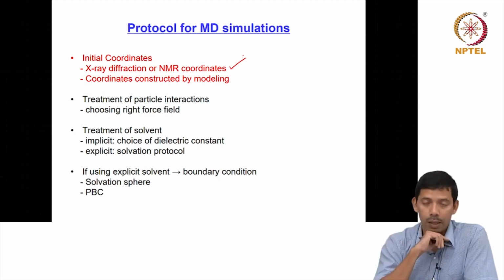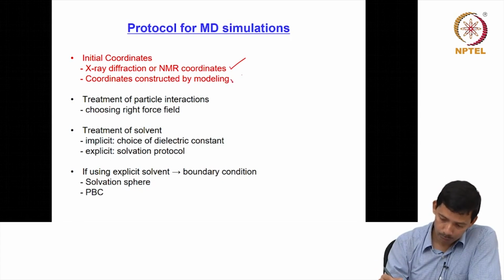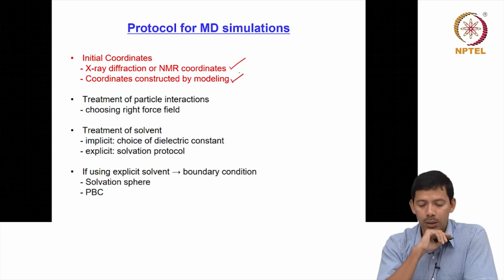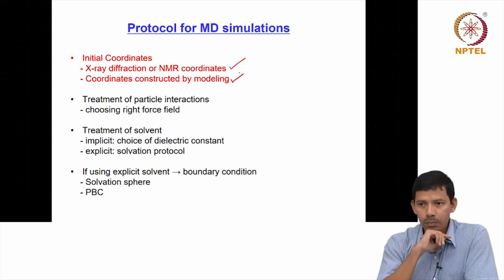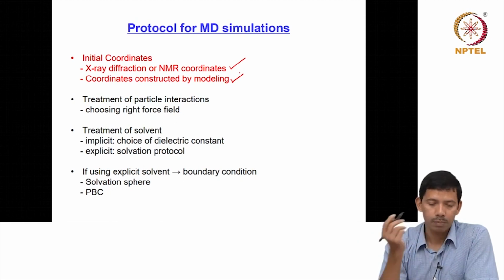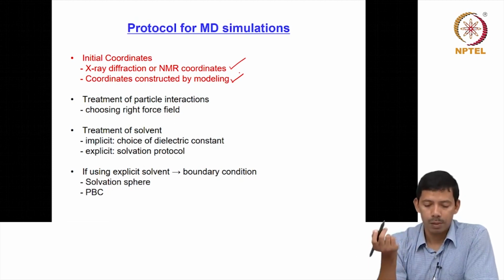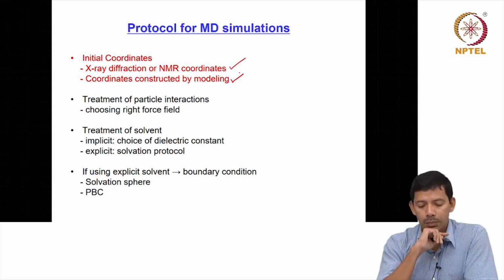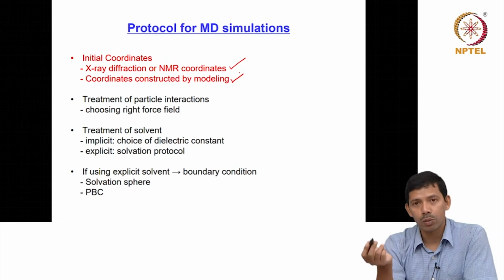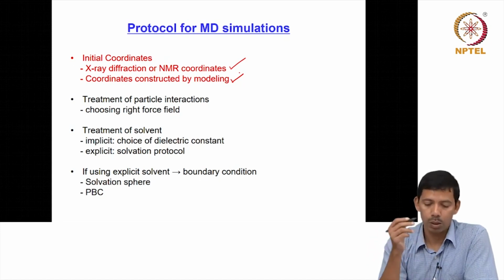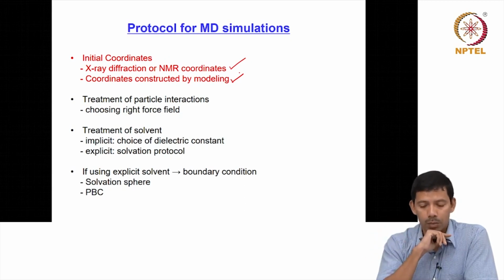If your system of interest doesn't have initial coordinates, does not have an X-ray structure or NMR structure, then, as I said, you can make a rough set of coordinates by modeling. You just have to make an approximate structure of the system, and then you are set to go from there. From there, you will carry out the computer simulation, and the simulation will basically iterate to get a better and better conformation of your molecule of interest.